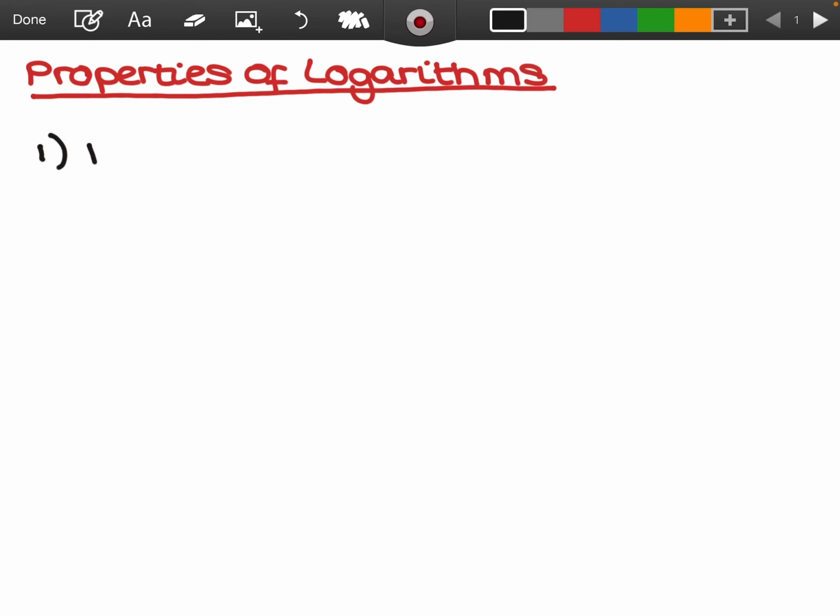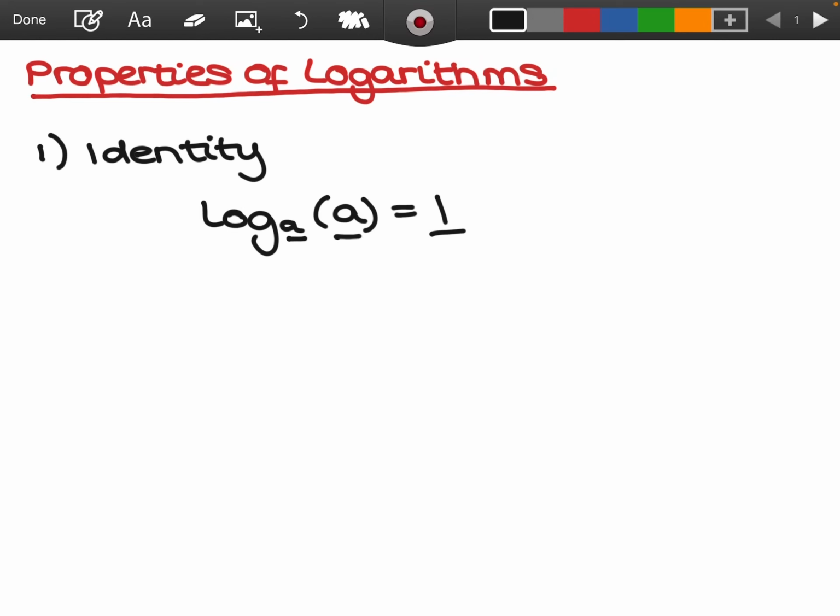The first one is called the identity property, and that states that log base a of a is equal to 1. That makes sense because if I take my base to the power 1, I get itself. So a to the 1 equals a. Okay. The second thing that I have is my first inverse property.